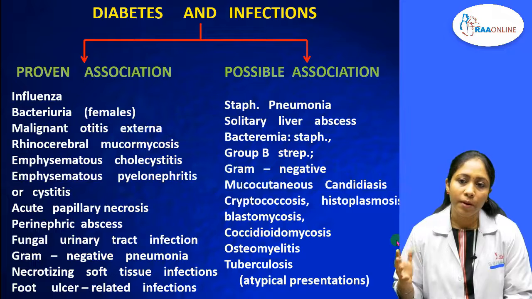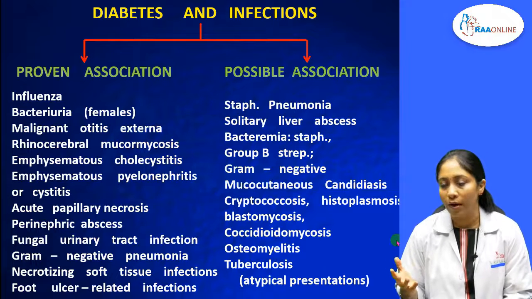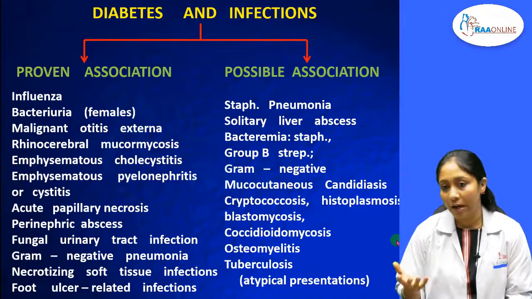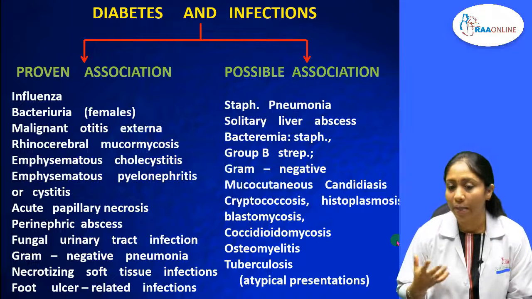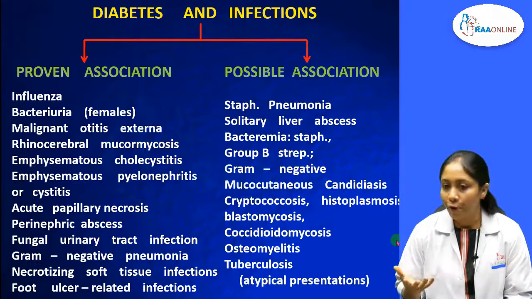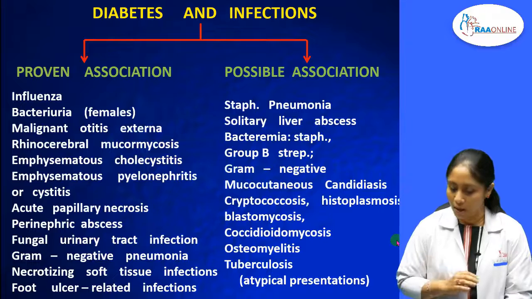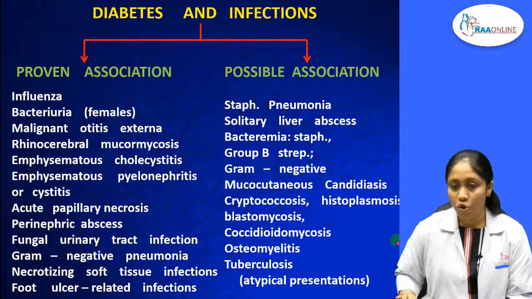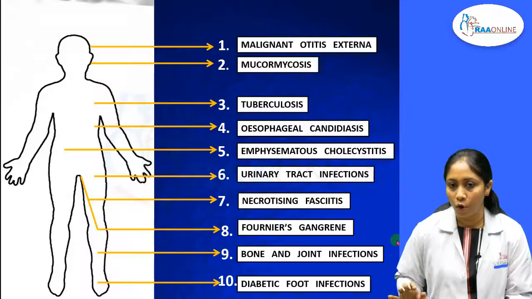And other possible associations are staphylococcal pneumonia, solitary liver abscesses, bacteremia with strep or staph, gram-negative septicemia, other mucocutaneous candidiasis, so on and so forth. So we will be dealing with each one in the following module.